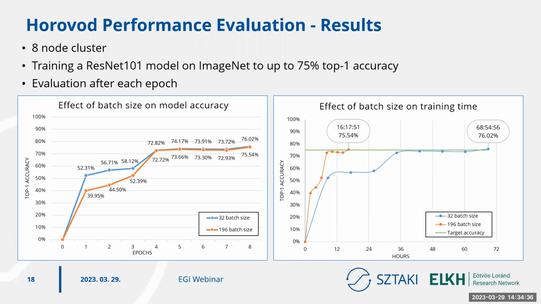However, the graph on the right side tells a whole other story, since thanks to achieving much greater processing performance with the larger batch size, the training time that it took to reach the target accuracy was significantly reduced. With the 196 batch size, we have achieved the target accuracy in a little more than 16 hours, while with the 32 batch size case, this took more than 68 hours. So there's a significant difference there. So we have gained a significant time advantage with no noticeable differences in accuracy.